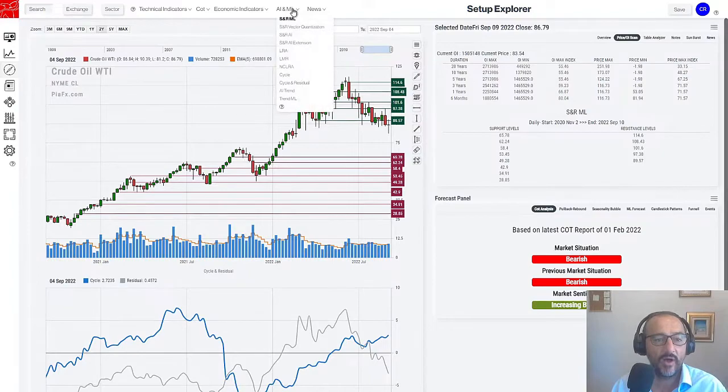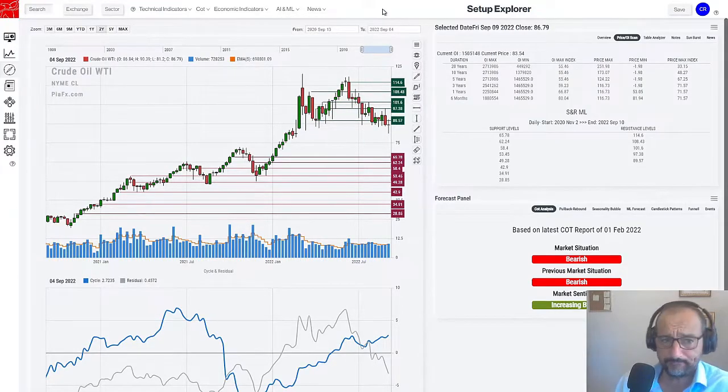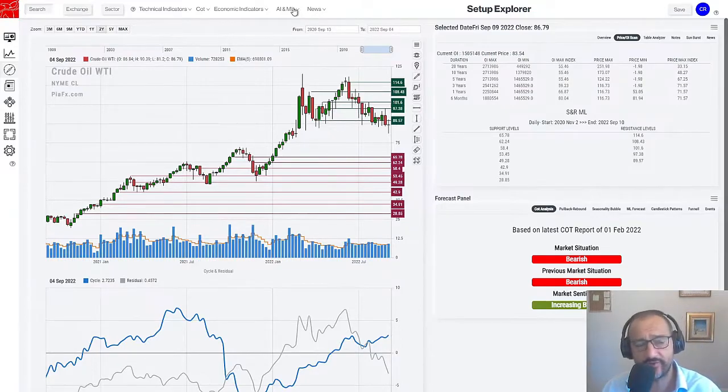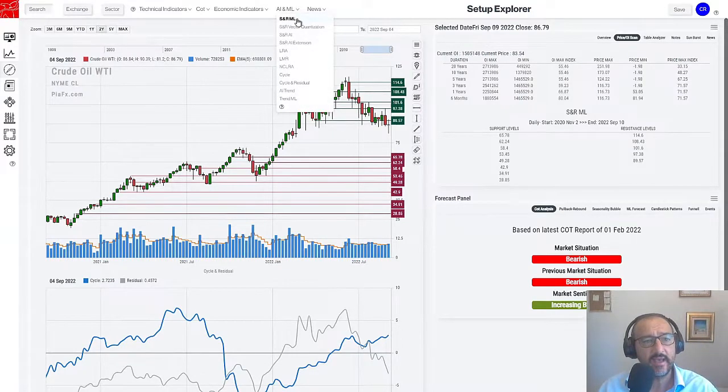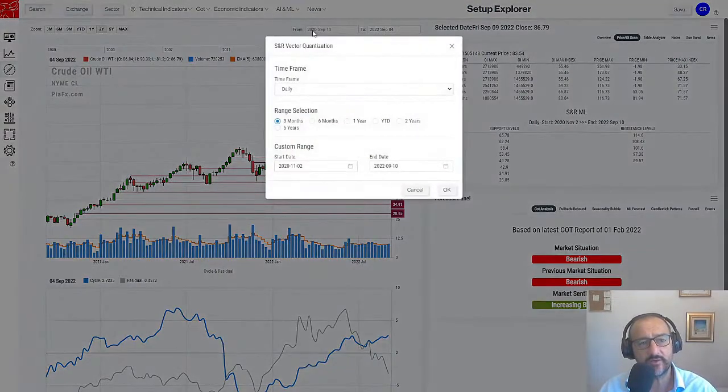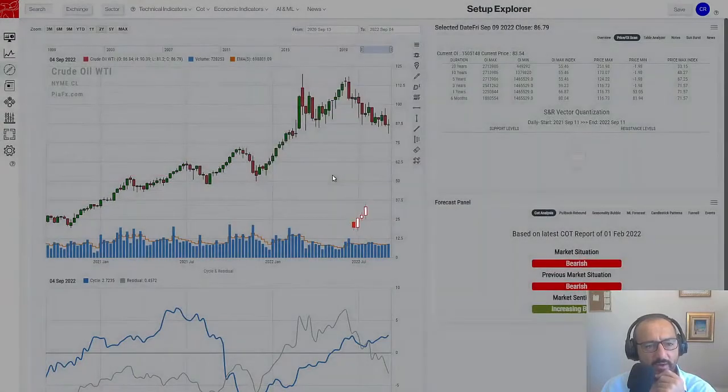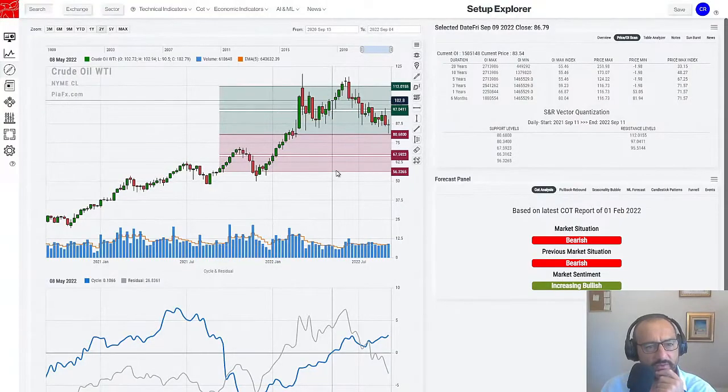Okay, so we have seen our fractal engine. We still have 15 minutes. We can move on to the next type of support and resistance, which is vector quantization. This time we are going to run by a fixed time frame, 1 year, for example. But okay, we can move to another ticker. By the way, we are going to shift to gold, which is interesting to see.